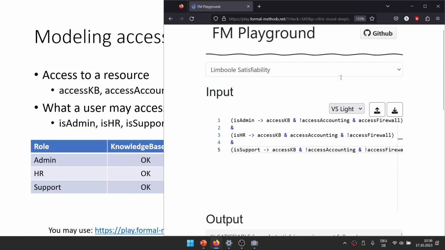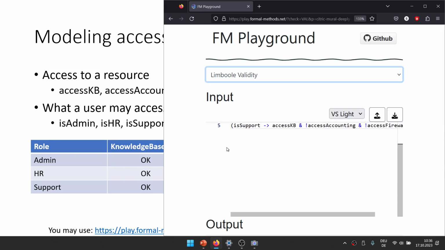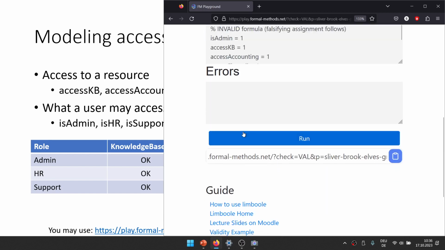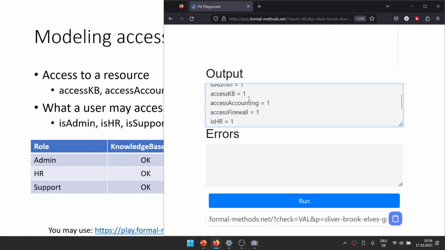Should we also check validity? Just for fun? Is it going to be valid? No. Because if it was valid, it would be kind of meaningless. Okay, so some invalid assignment. We have an admin who has access to accounting. That's already the contradiction to the first one, right?